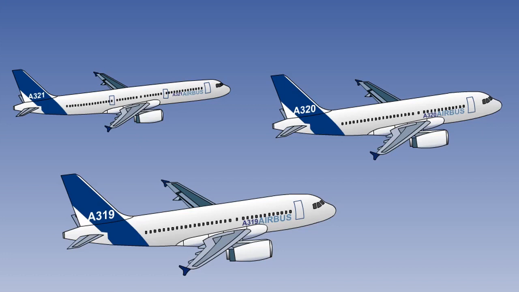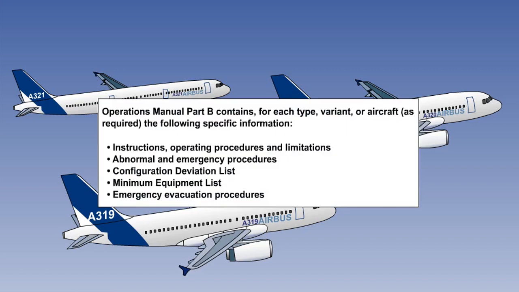Earlier, it was noted that Part A was generic, that is, it dealt with the instructions, procedures and limitations applicable to the entire operation and all aeroplanes. Obviously, there will be differences that relate to specific types, variants or indeed aircraft. This material is found in Part B of the Ops Manual. Part B contains the following type, variant or aircraft specific information, which concludes this section.